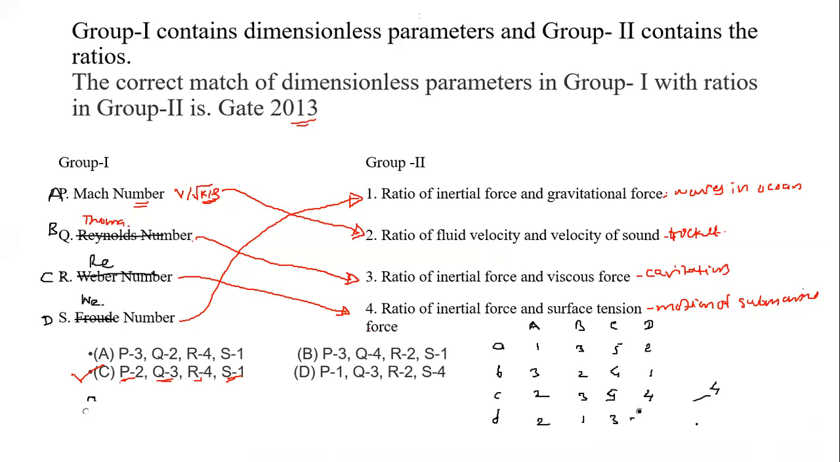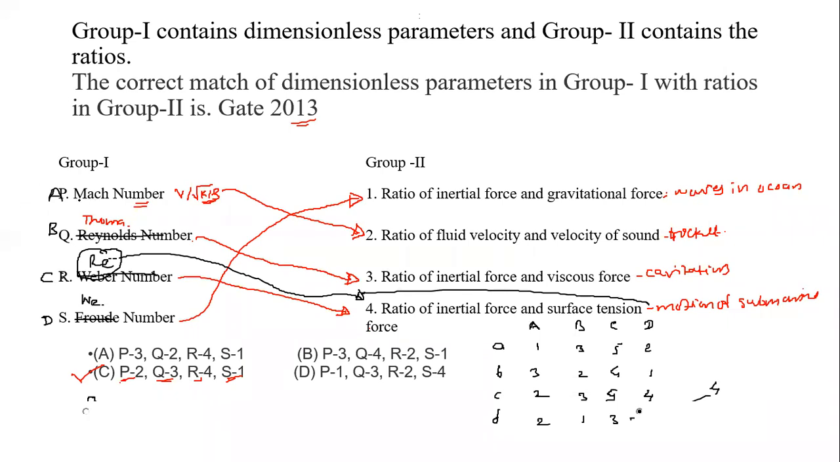Firstly I would like to go for the simplest one, the Reynolds number. Which one will the Reynolds number match? Motion of a submarine, as someone said, isn't it? So the Reynolds number connects to the motion of a submarine. Okay, means we got the first one.